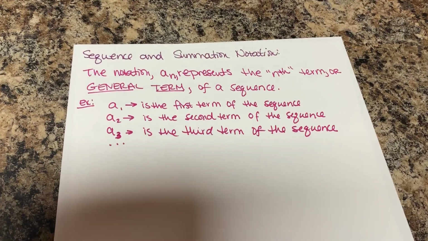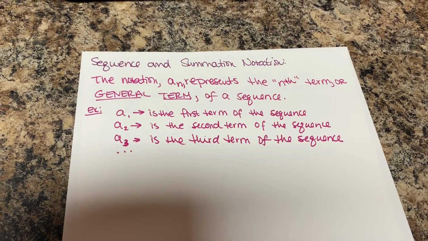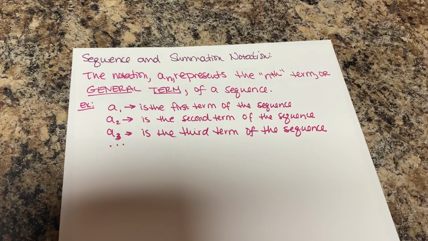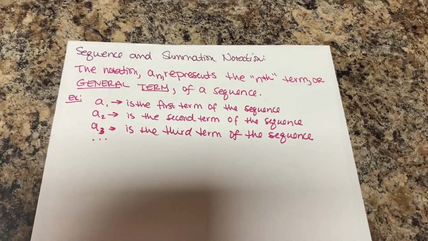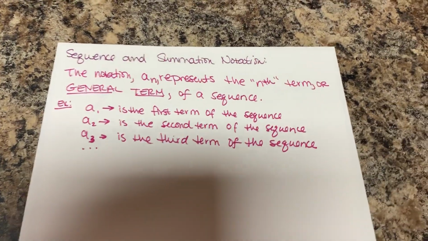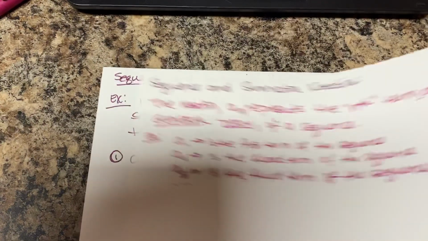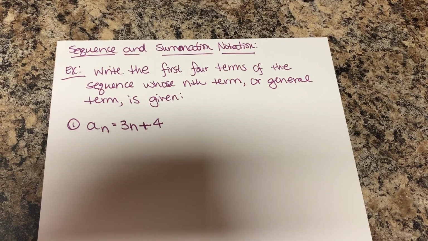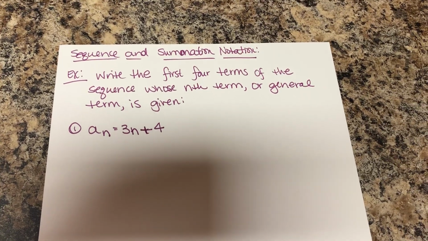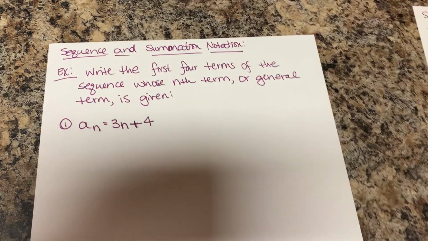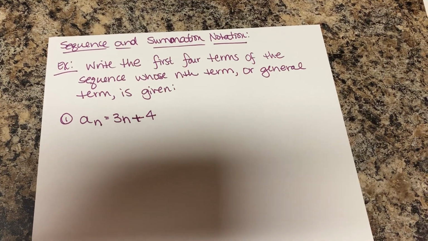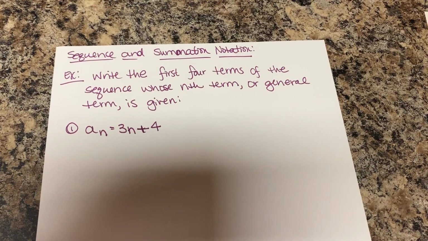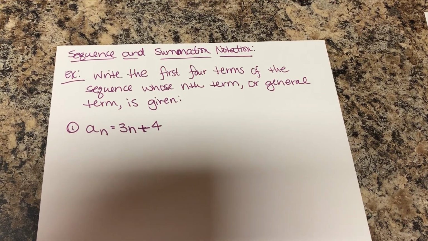A sequence is like a sequence of events: things that happen in order. So we're just going to figure out problems that happen in order. For example, if we were asked to find the first 4 terms of the sequence whose nth term, or general term, is given, all we do is plug in 1, 2, 3, 4 for n, and that'll give us the first 4 terms.